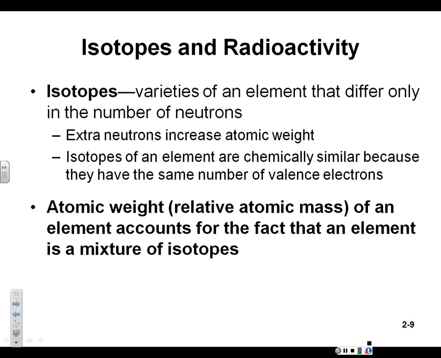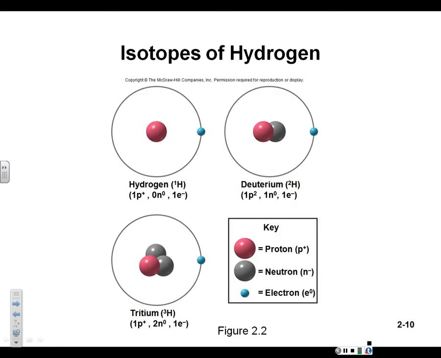Yes. They have the same number of protons, but a different number of neutrons. All right? Hydrogen. If you look on the periodic table, normal hydrogen has 1 proton, and the atomic mass is 1. So it has 1 proton, 0 neutrons, and 1 electron.